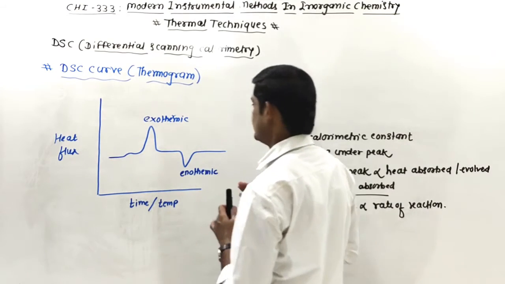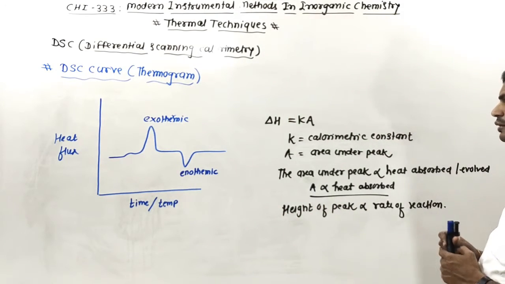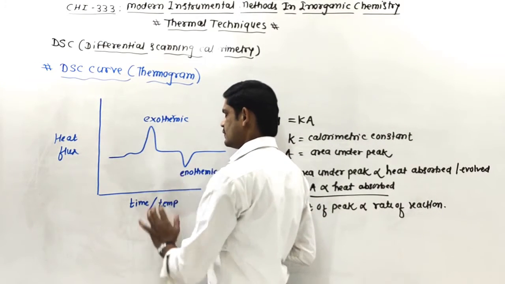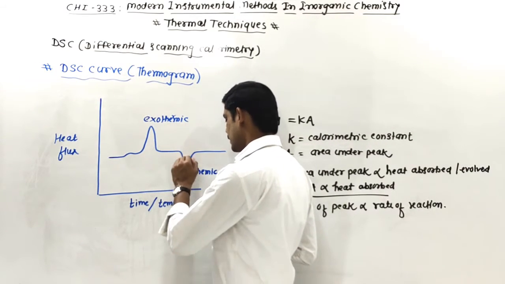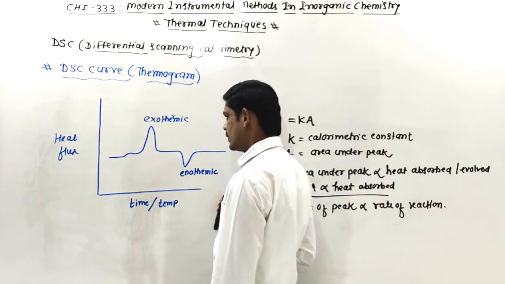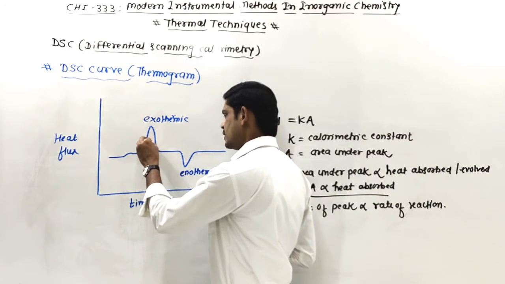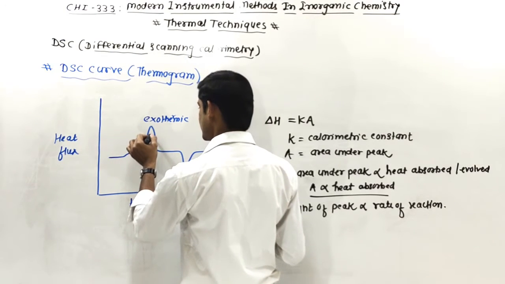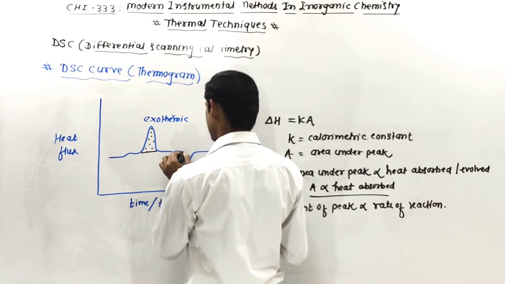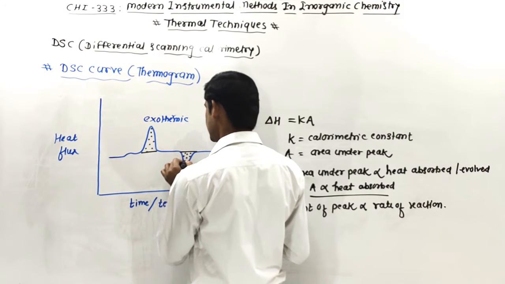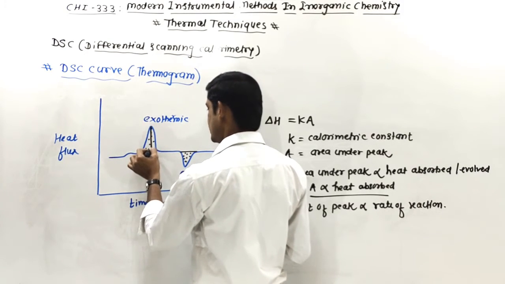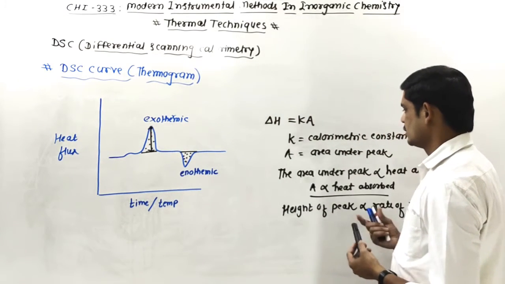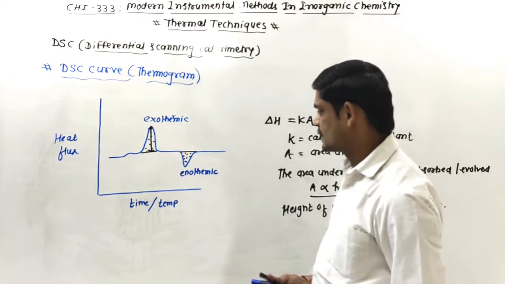So mind well, this is an important one in order to examine the material. Exothermicity will give the positive peak. Endothermic process will give a negative peak. Area under the peak is directly proportional to the heat absorbed or heat released, and the height of the peak is proportional to the rate of reaction. So students, you just record this data.